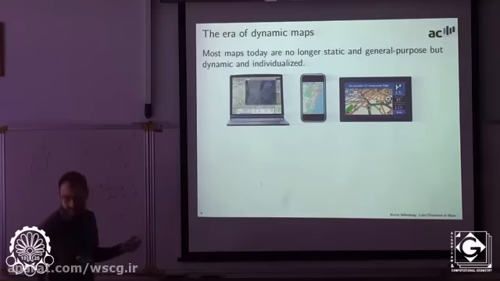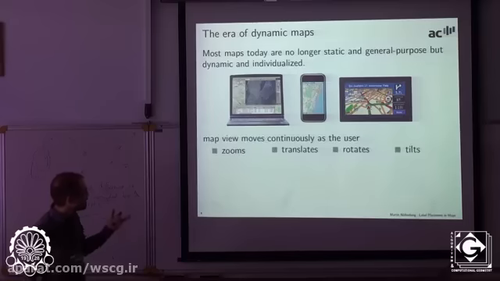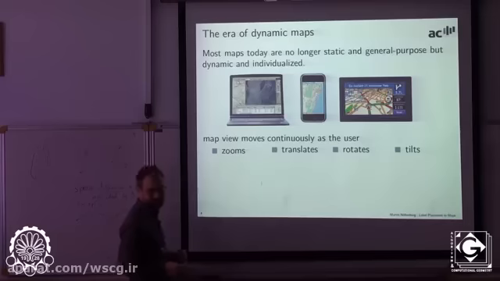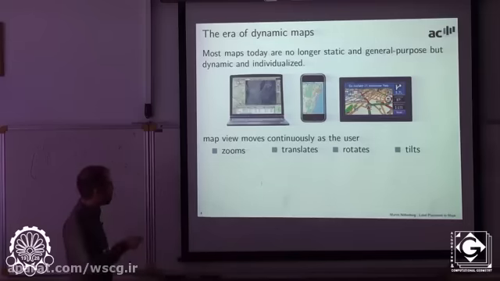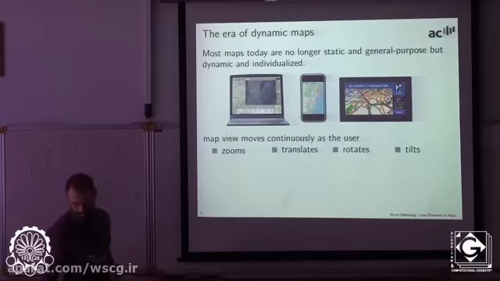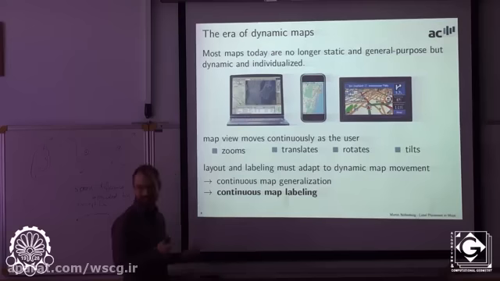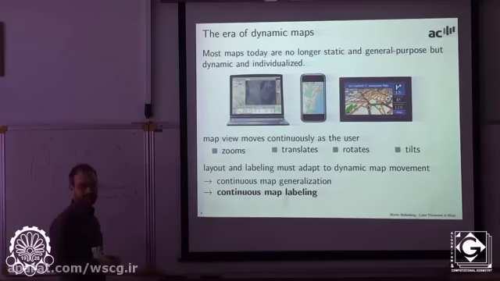So clearly we need algorithms, but if you think of digital maps, then users can also do kinds of modifications with the map. It's no longer a static picture, but you can zoom, you can translate, move in the map, you can even rotate. So sometimes if you have a car navigation system, it always follows your heading of the car. You can tilt the map, sometimes you want to see perspective. So it's all kinds of operations that mean that the layout, and in particular the labeling, must be adapted to this kind of dynamic movement.